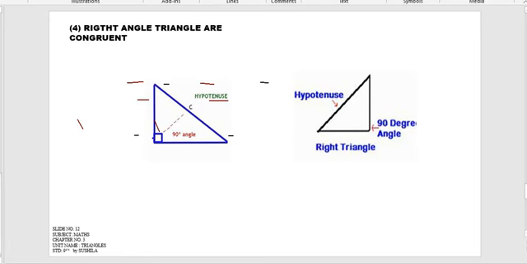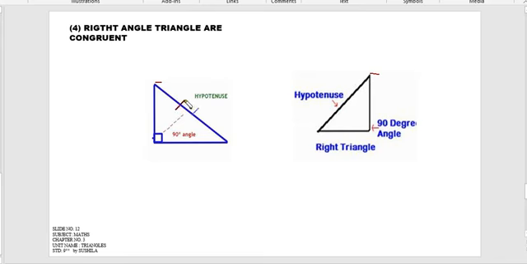Now the fourth theorem for congruence of triangles is the right angle triangle congruent theorem. Here you can see two triangles on your screen. This angle will be equal to this angle, and here a right angle, a hypotenuse and one side will be there.